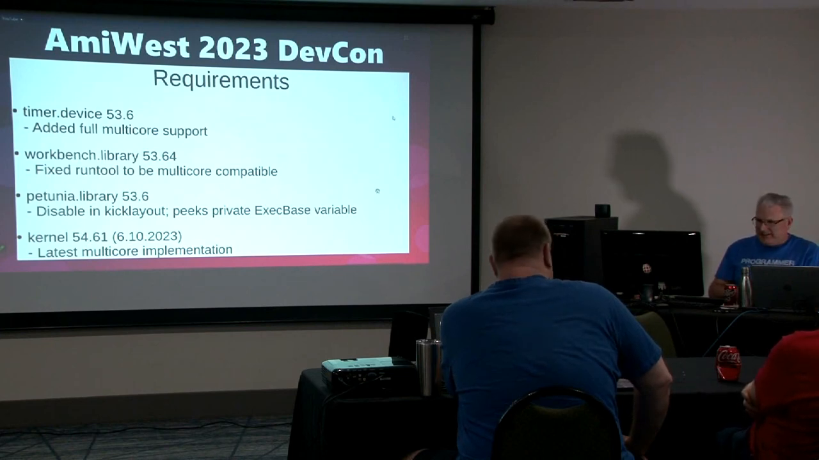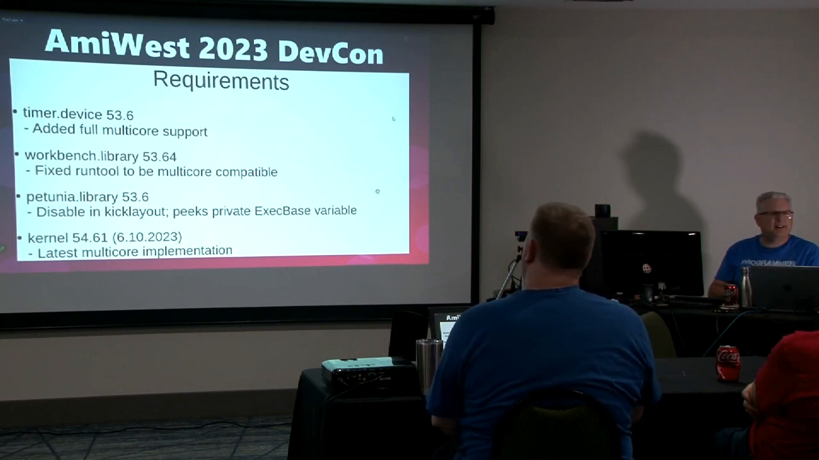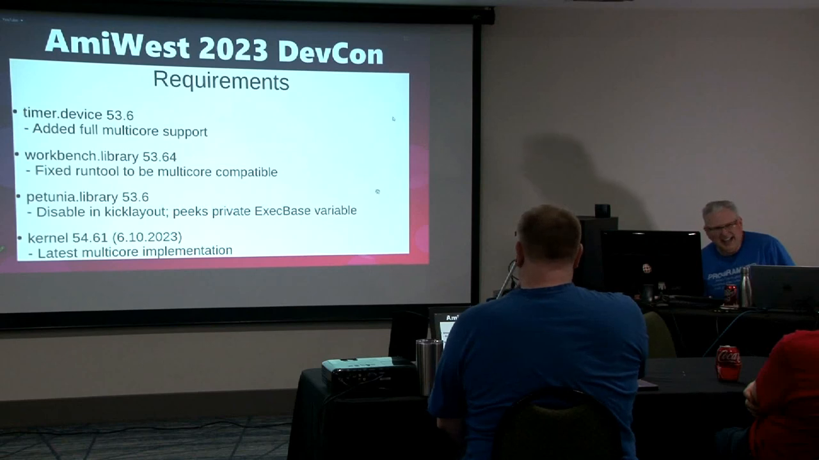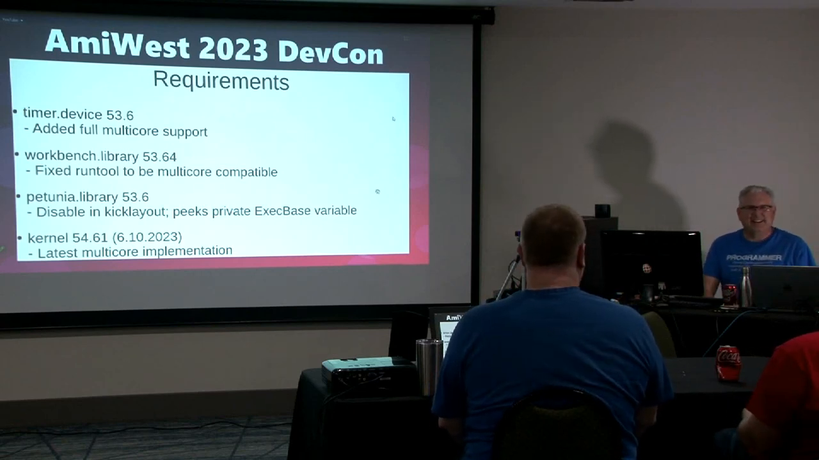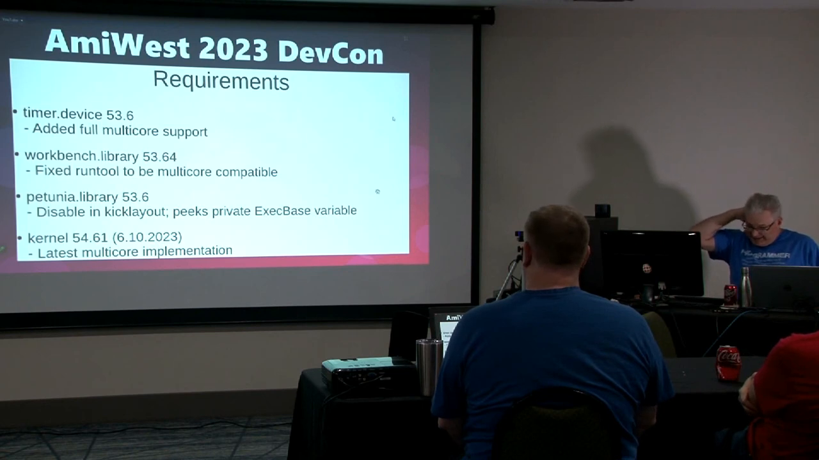Whatever. Workbench library had bugs in it. There's this run tool in Multicore again. Petunia, that's our 68K just-in-time runtime emulation. Turns out it peeked in a private variable. And I don't know if I told my team to disable Petunia lately. I did not. I have to really tell them, turn it off. It will help slightly. So we haven't fixed that peek yet because Petunia is 100% assembly language.